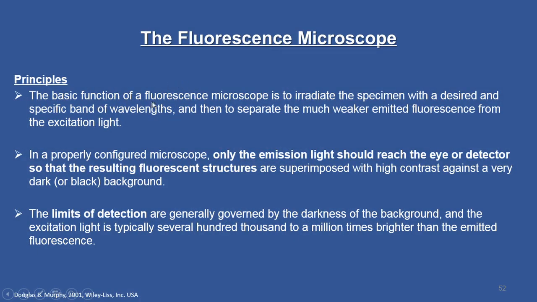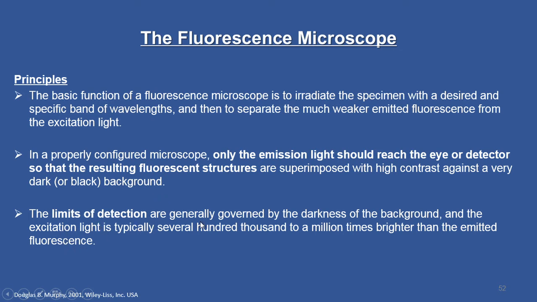The basic function of a fluorescence microscope is to irradiate the specimen with a desired and specific band of wavelengths, and then to separate the much weaker emitted fluorescence from the excitation light. In a properly configured microscope, only the emission light should reach the eye or detector, so that the resulting fluorescent structures are superimposed with high contrast against a very dark or black background.